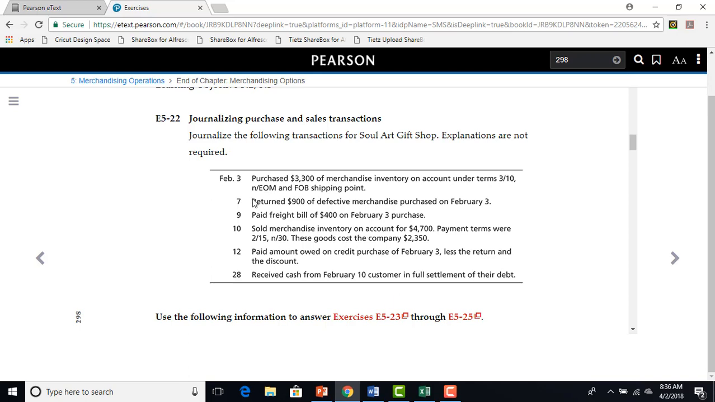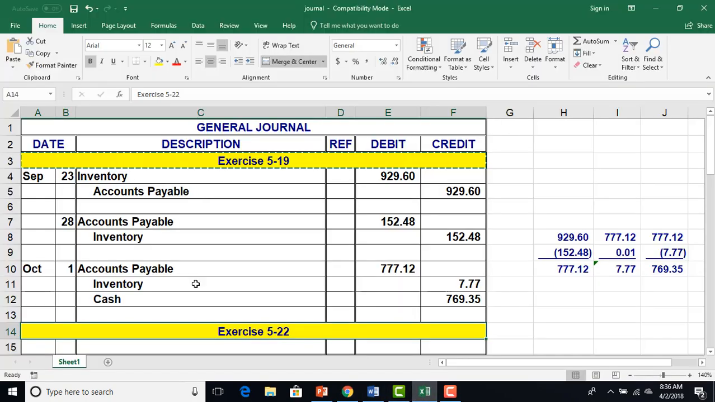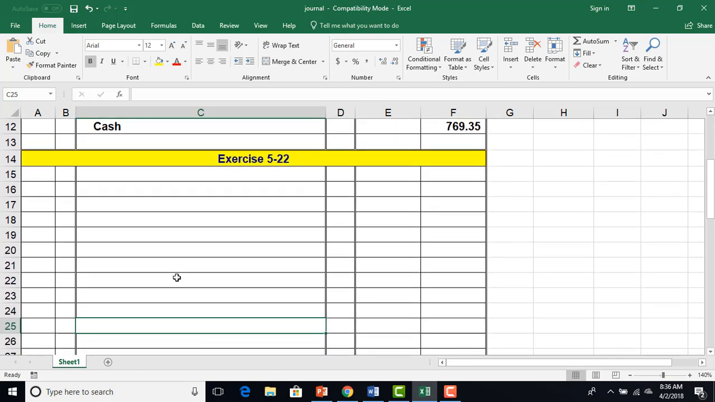Let's look at the first one, February 3rd. On February 3rd, it says we purchased $3,300 of merchandise inventory on account under terms 3/10 net EOM and FOB shipping point. So I know the first transaction here for exercise 22, scrolling down a little bit, happened on February 3rd.